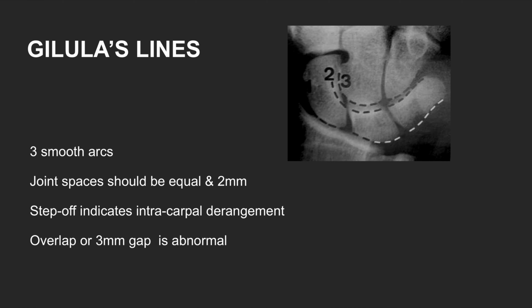Gilula's lines are another thing to look for on a standard PA radiograph. There should be 3 smooth lines or smooth arcs, one at the radiocarpal joint, one at the proximal midcarpal joint, and one at the distal midcarpal joint. And any step off or incongruity indicates a carpal instability.